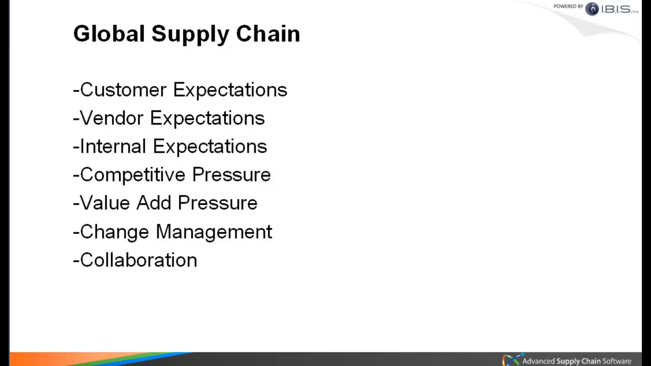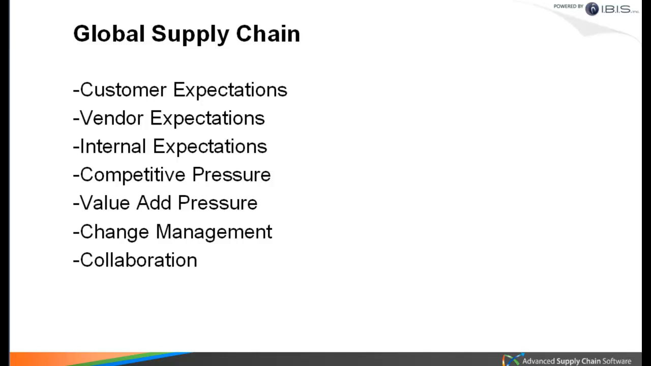Value add pressure. Again, the link that you're bringing to the table, the link that you're adding to your supply chain, has got to add value because you're out there and you're always being pressured to add value. So what value does that link bring? And lower costs is not always a value add, so you've got to be very aware of what it is that's coming up. It's going to put a lot of pressure on your change management processes. Are you capable of handling that?